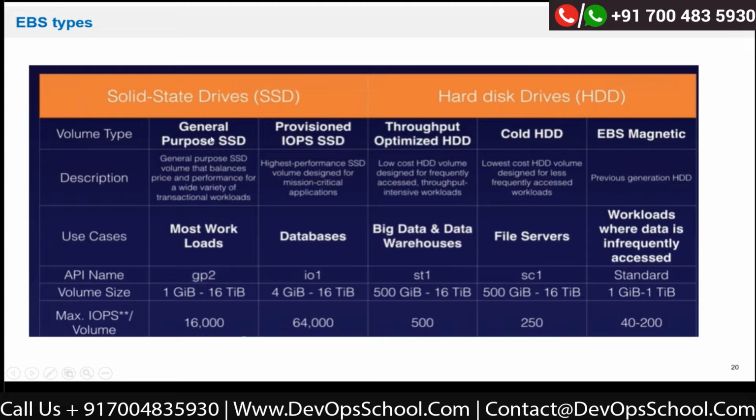Again, in SSD we have general purpose SSD. Okay, you can see the volume sizes. We have 1 GB to 16 TB, maximum IOPS. This means if you want the IOPS according to your requirement, it is basically used for general purpose SSD volume that balances price and performance. If you want provisioned IOPS SSD, the highest performance of SSD, you can use this one, 64,000 IOPS there. Again, if you move to HDD, the costing will be less accordingly. So everything depends on the cost, guys.